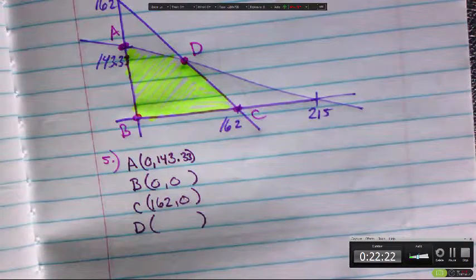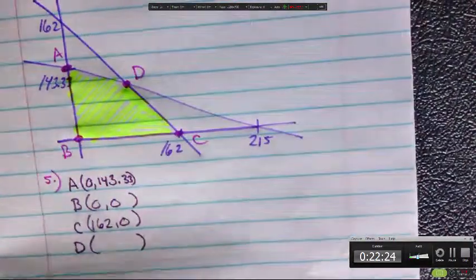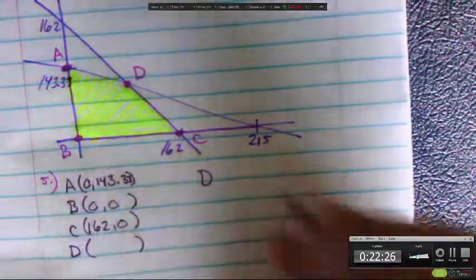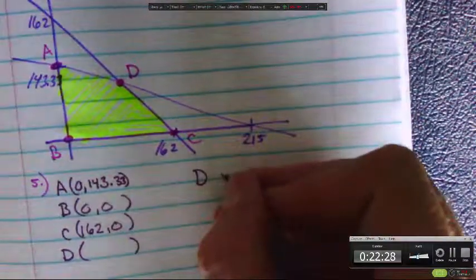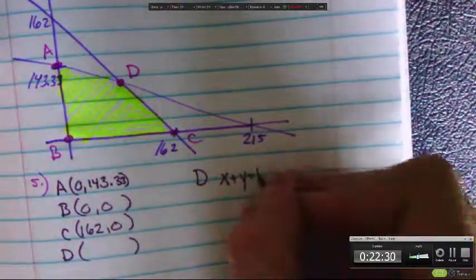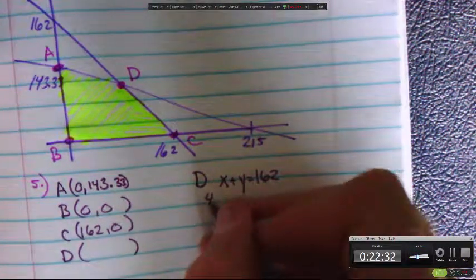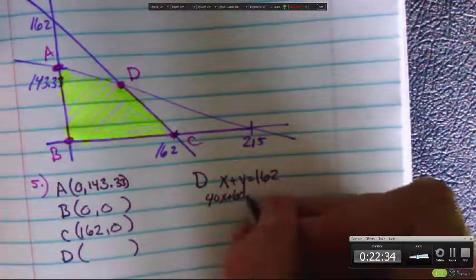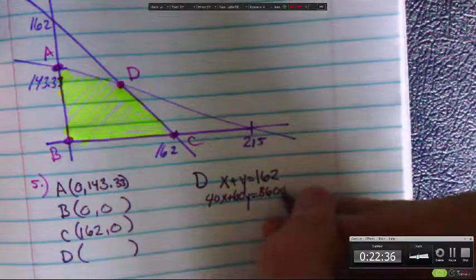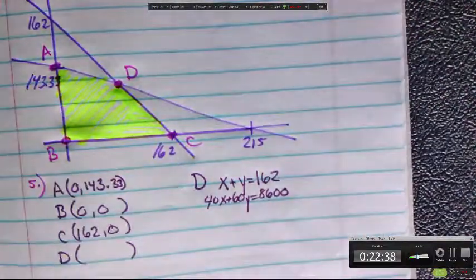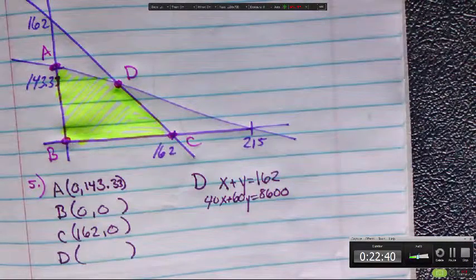There's no way to look at tick marks and know the answer to where these two cross. So we have to say what two equations create D. And that's the equations x plus y equals 162 and 40x plus 60y equals 8600. So the solution of this is just going to be where the farmer has spent all of his money and all of his land.